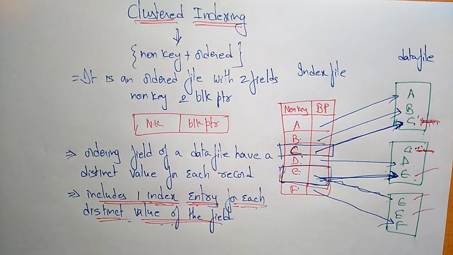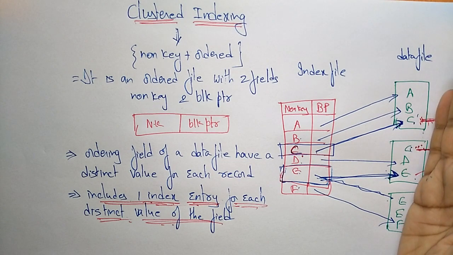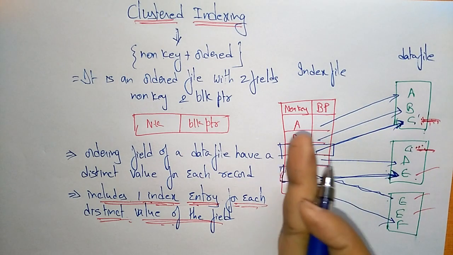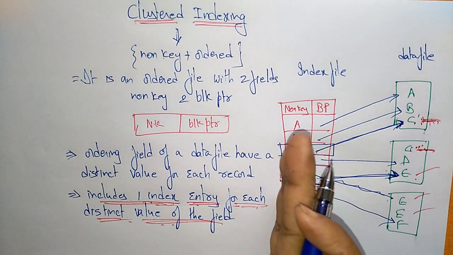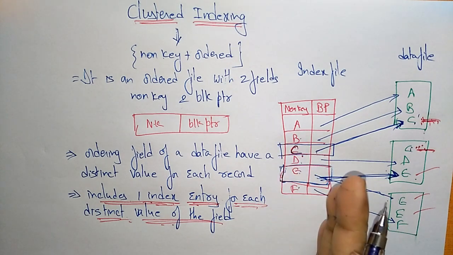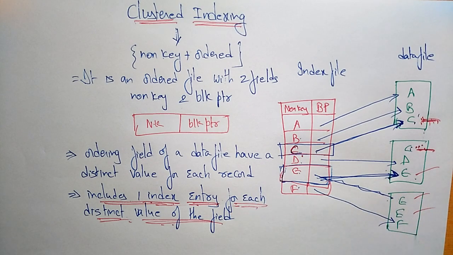This is the clustered index. Even though you are having different distinct values, the index accepts only one index entry for each distinct value of the field. Here the ordering field of a data file has a distinct value for each record.